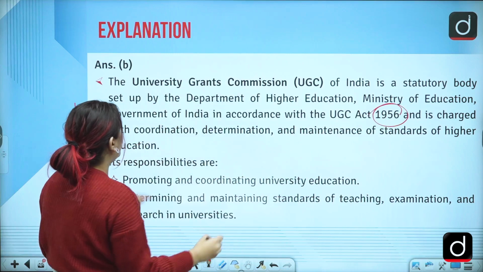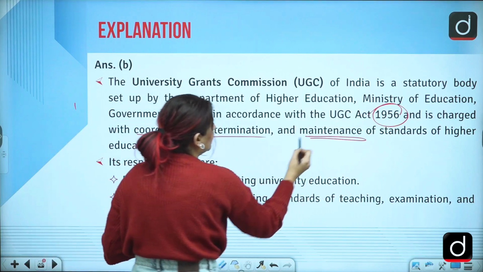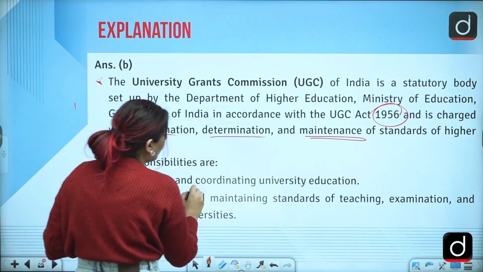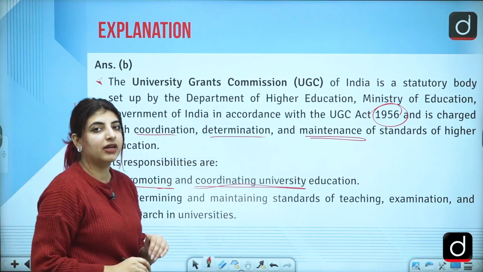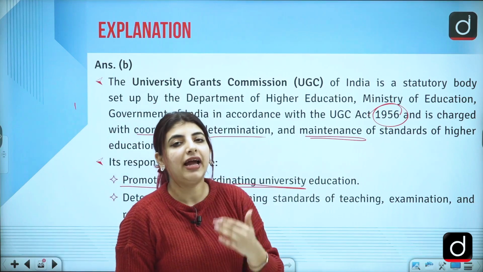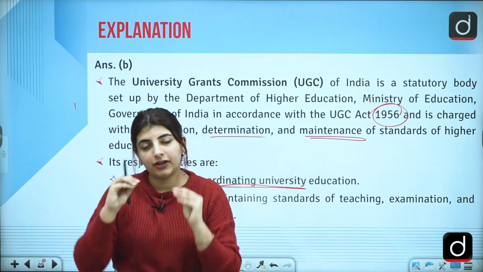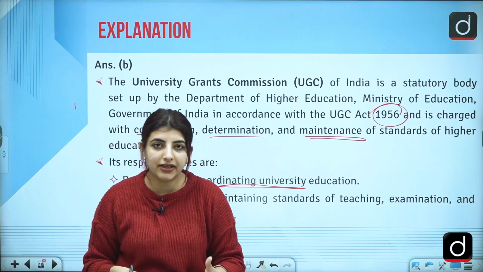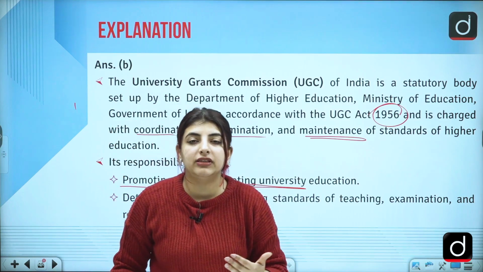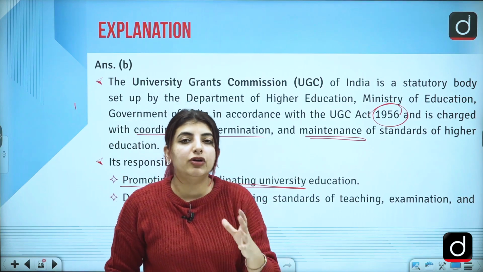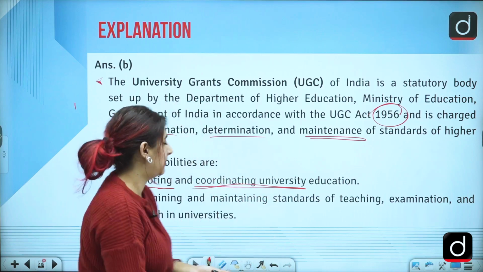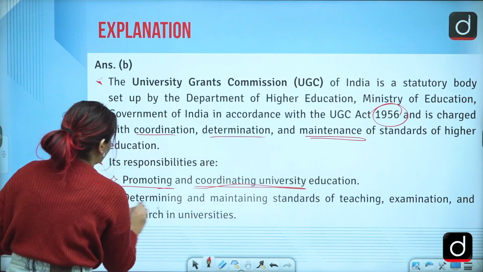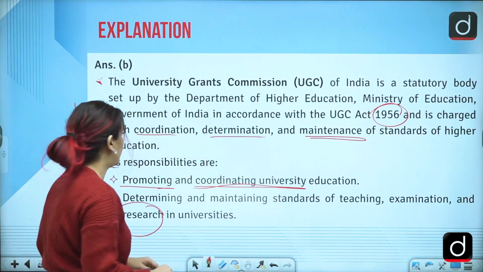Here we have, and is charged with the coordination, determination and maintenance of standards of higher education. Correct? Its responsibilities are promoting and coordinating university education, because of the University Grants Commission and there are certain colleges even under the universities, right? For instance, in Punjab University, there are multiple colleges in Chandigarh which are affiliated to Punjab University. Correct? So why are they? Because the University Grants Act has been passed by them. Determining and maintaining standards of teaching, examination and research. Hence, if we talk about funding of research as well.